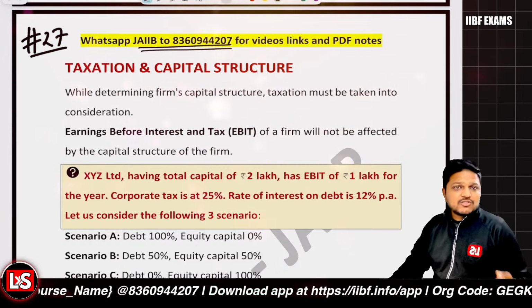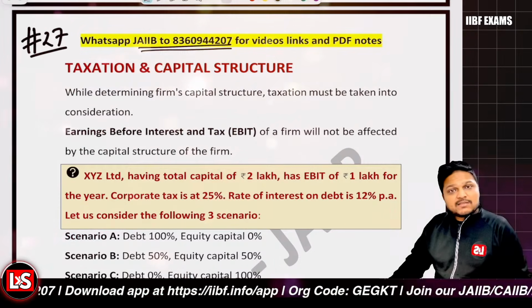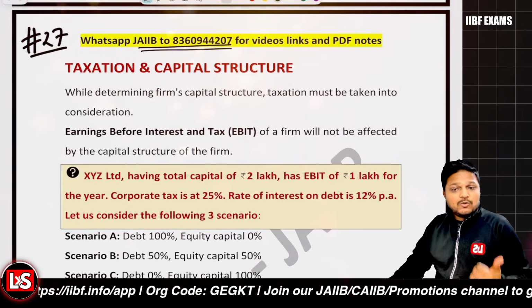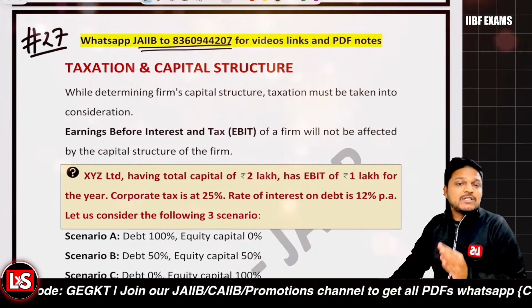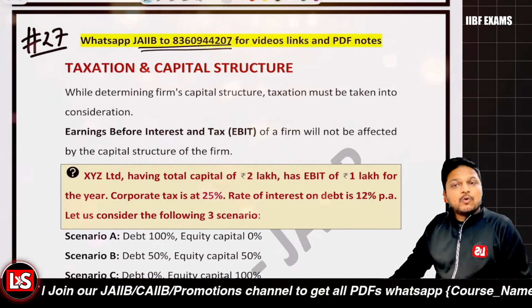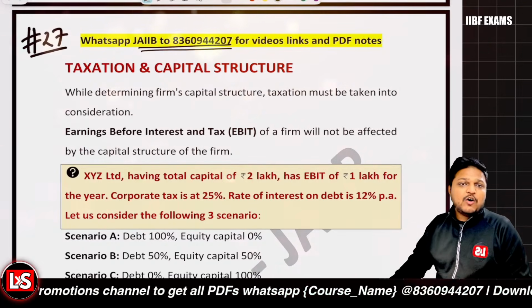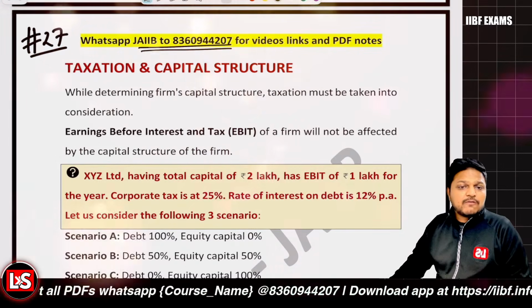I told you capital structure is like a composition of debt and equity, and further we discussed the NOI approach, that is net operating income approach, and also the NI approach, that is net income approach. Both are given by David Durand. So we discussed all the fundamentals about it, and now we are going to cover taxation and the capital structure first of all.